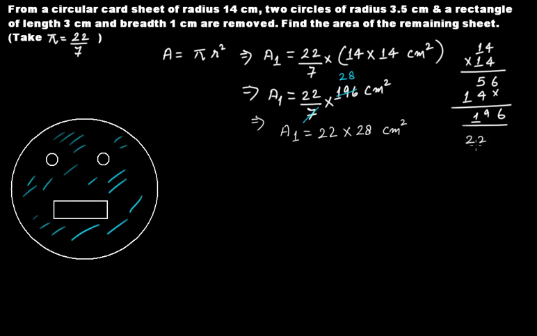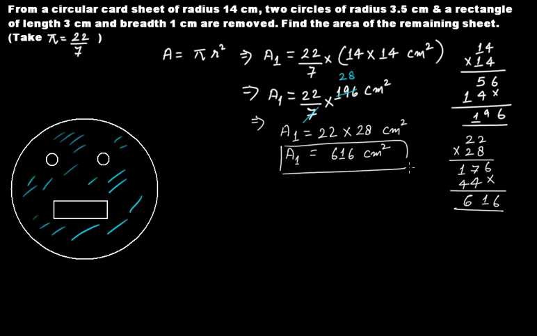Now you multiply this with 28, and this gives you A1 is 616 centimeter square. Now this is the area of the larger circle. That is the area of the total card, this whole complete one. From this area, if you remove the area of this circle and this rectangle, you'll get the shaded region.